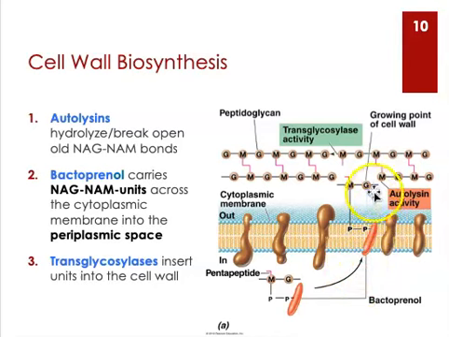It's going to deliver the NAG and the NAM up here into the periplasmic space and insert it right into the place where it's broken. So we're building new cell wall. Now there's a type of enzyme that does that work called a transglycosylase. Transglycosylases are enzymes that insert new NAG and NAM units into the old cell wall and allow it to grow.